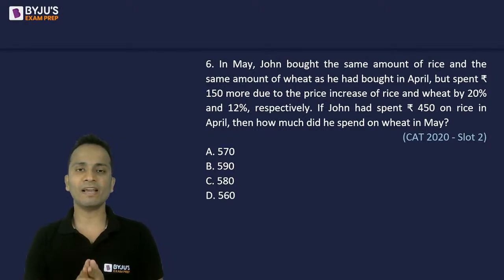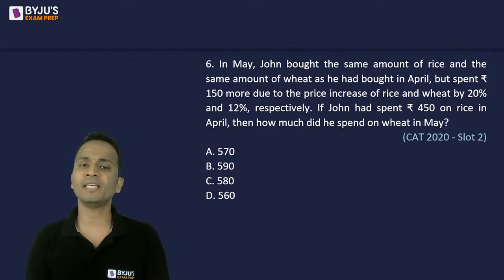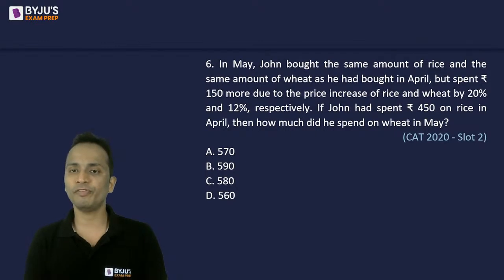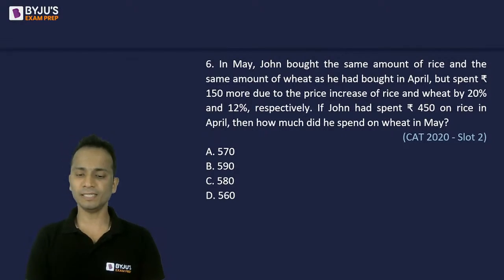And don't get confused with the language of this question. In May, John bought the same amount of rice and the same amount of wheat as he had bought in April, but spent rupees 150 more due to the price increase of rice and wheat by 20% and 12% respectively. If John had spent rupees 450 on rice in April, then how much did he spend on wheat in the month of May? The question is pretty easy.